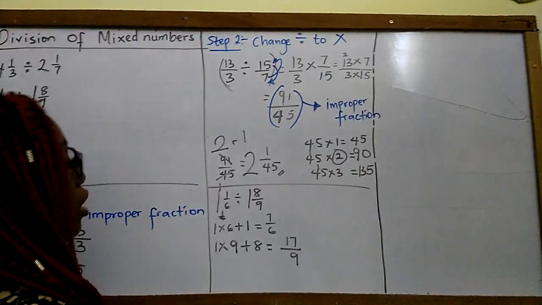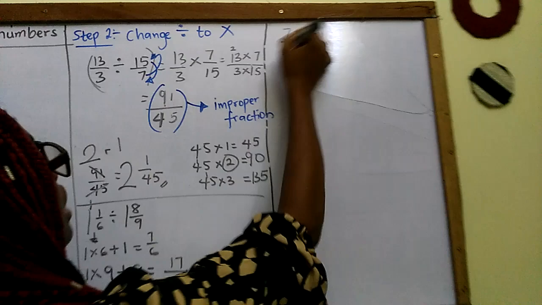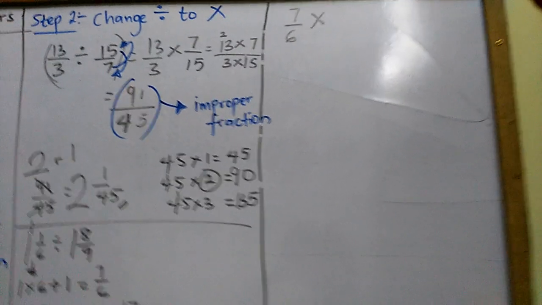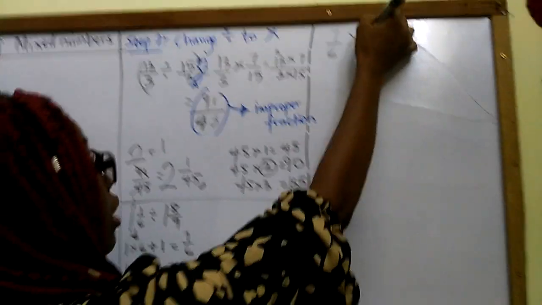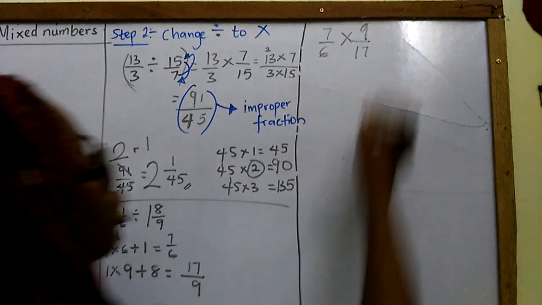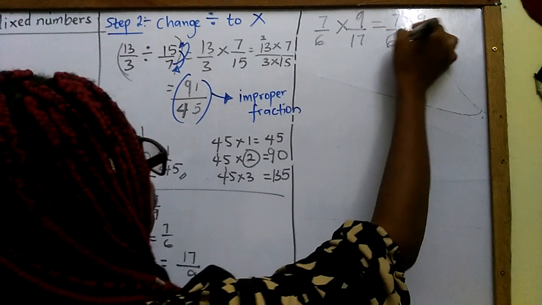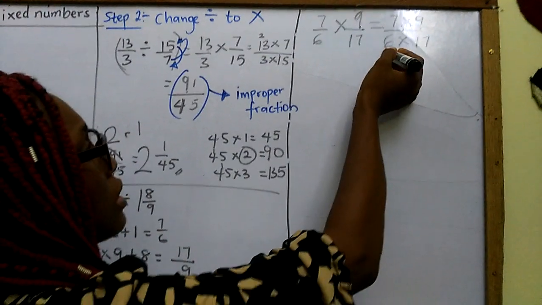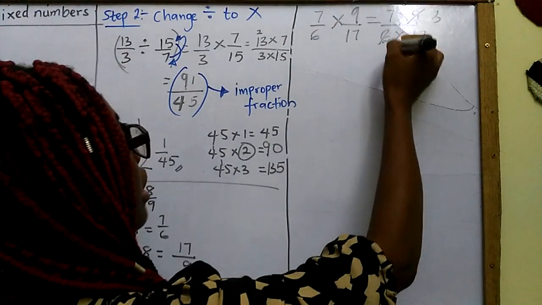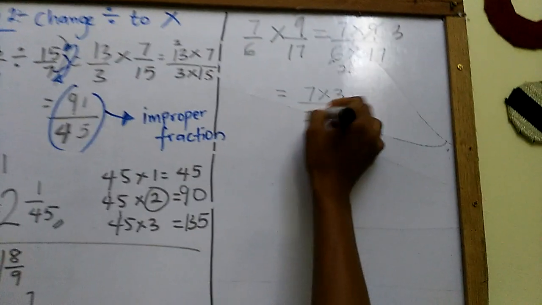Our denominator is 9. So for step 2, we are going to change the divide to times. So you have 7 over 6 times, and don't forget, when you change the divide to times, the fraction on your right, the denominator goes up, the numerator comes down. You have 9 over 17. 7 over 6 times 9 over 17. So we do 7 times 9 over 6 times 17. We can find a factor that can go into 6 and 9. That factor is 3. 3 into 6 is 2, 3 into 9 is 3. So we have 7 times 3 over 2 times 17.